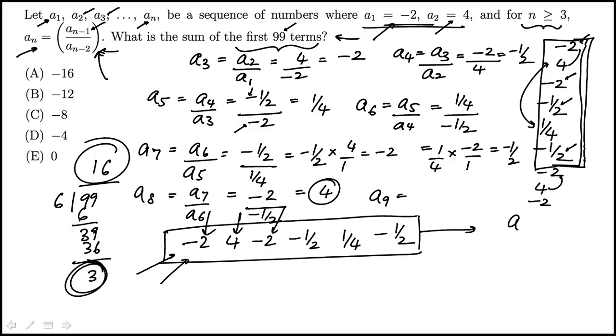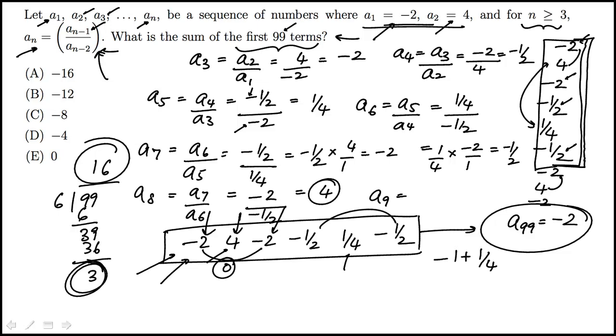So if the question was, what is the 99th term? Well, that would just be -2. And you can use the same approach if they ask you the 200th term or 150th term. But here, to find the sum, we first find the sum of this block. So we have -2 plus -2 is -4 and 4, so that becomes 0, that chunk. -1/2 and -1/2 is -1. And I have to add a quarter to that, so this is -3/4. So the sum of 16 of these blocks would be 16 times -3/4, which is -12.